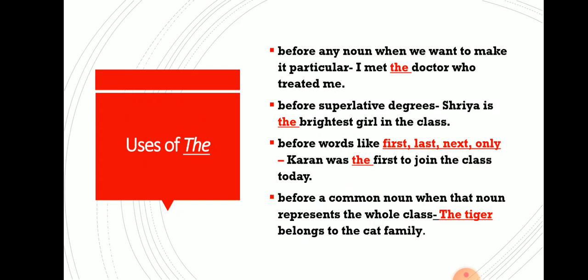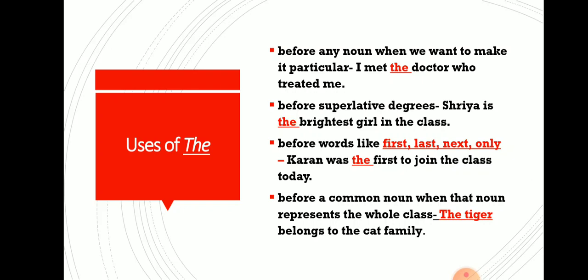Uses of 'the'. Before any noun when we want to make it particular. I met the doctor who treated me. I met the doctor. Which doctor? Who treated me. हम particular उस डॉक्टर के बारे में बात कर रहे हैं जिसने मेरा ट्रीटमेंट किया. I did not write I met a doctor. I met a doctor मतलब मैं एक डॉक्टर से मिली. That doctor can be any random doctor. But when I said I met the doctor who treated me, it means मैं उस डॉक्टर से मिली जिसने मेरा इलाज किया था.